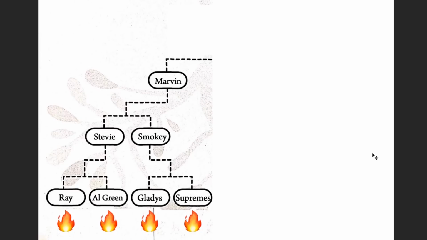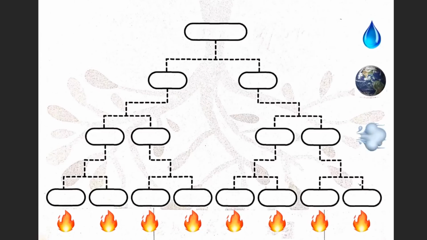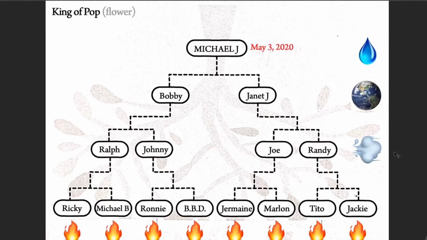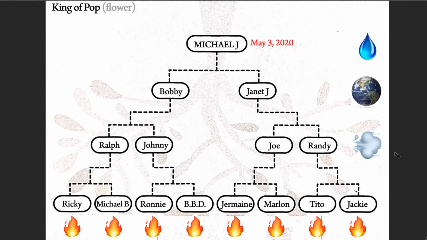Now I'm going to flip over to show you what it looks like when Michael got into the water position. So see right here, Michael has gotten into the water position by himself. This is now Michael's flower, and these are the 14 individuals underneath Michael. I hope that makes sense, but I'll just go over it real quick.